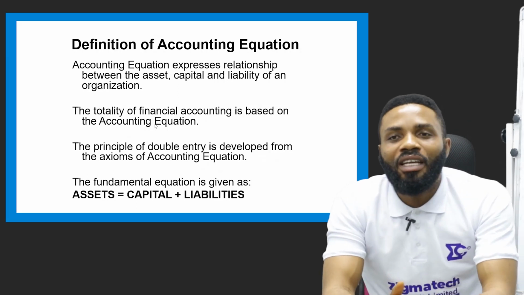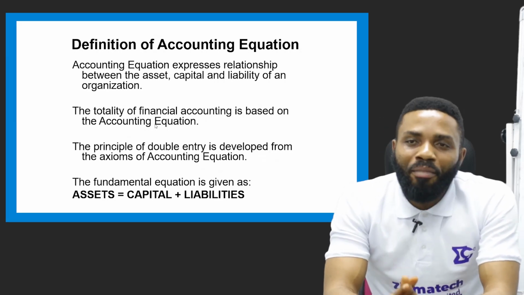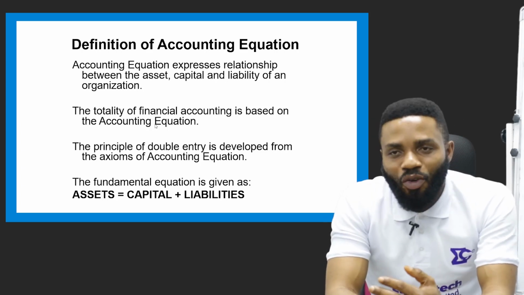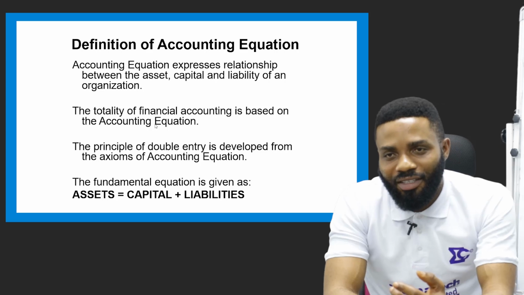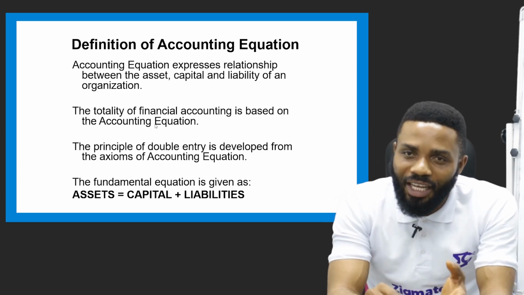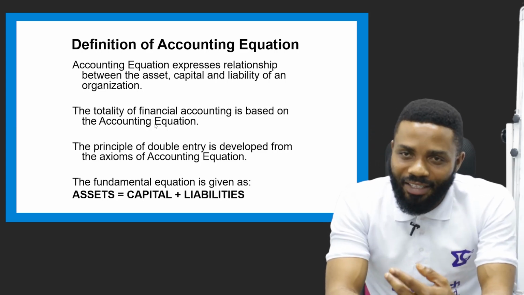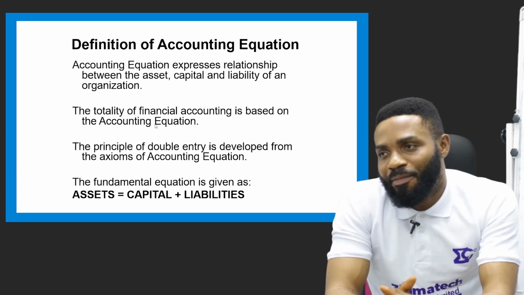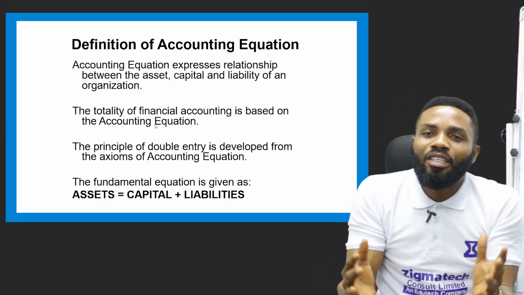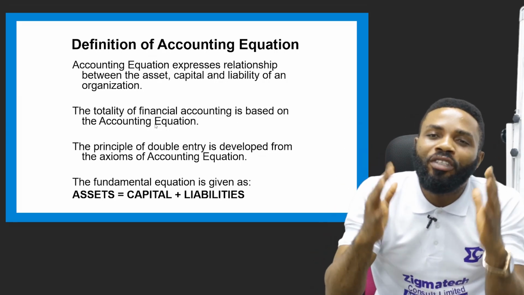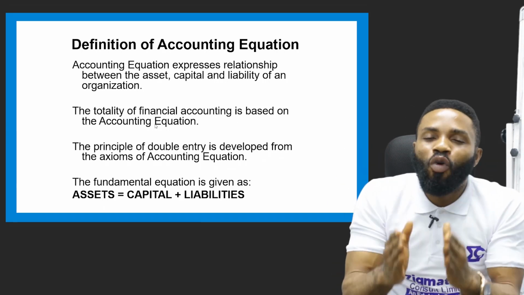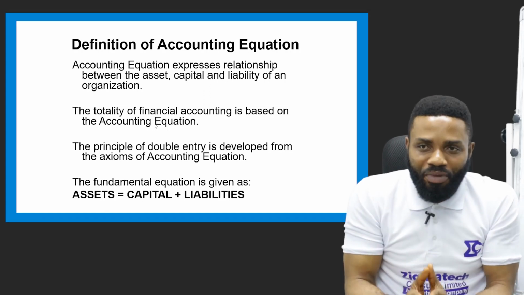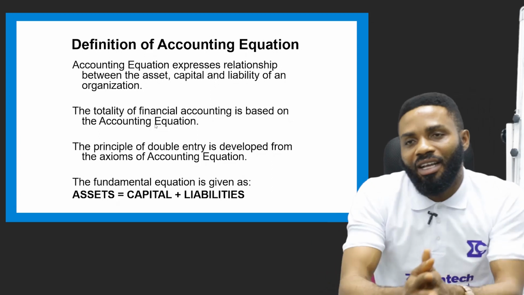Let's look at what the equation is. The fundamental equation is given as assets is equal to capital plus liabilities. If you observe this, you see that asset comes with an S. That means it's not one, it's more than one properties. All the properties of a company, put all of them together, must be equal to the capital, what is introduced to start up the business, and the claim of outsiders.